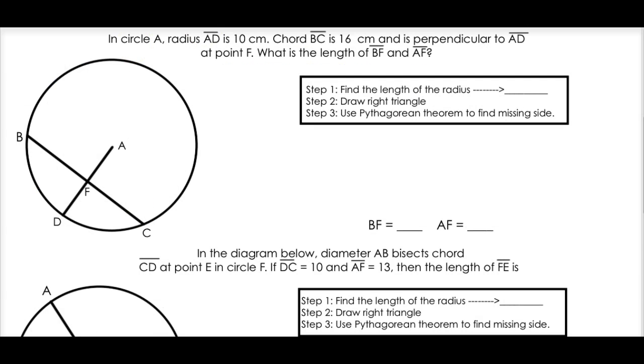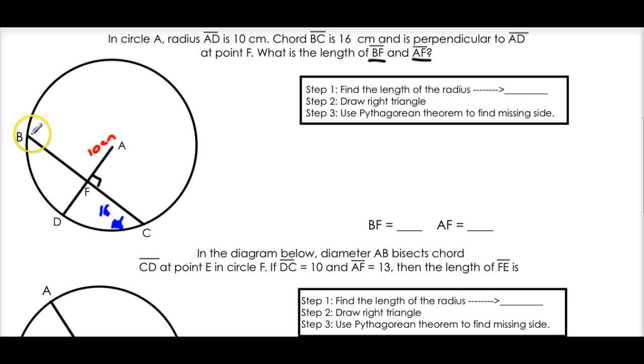So let's use that first theorem to solve a problem. In circle A, radius AD is 10. We got this radius, this is 10. Chord BC is 16 centimeters, and this is perpendicular to the radius AD at point F. So we know that this radius is perpendicular to this chord like this. What is the length of BF and AF? Okay, let's solve this problem.